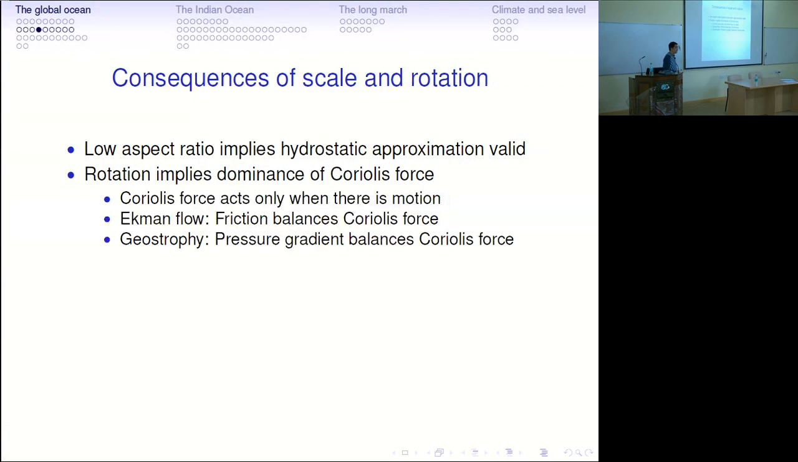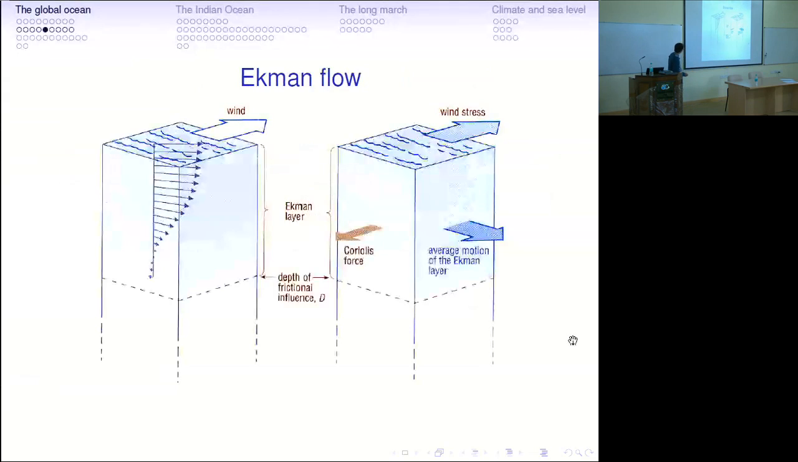So this is basically a scaling of the momentum equations. Depending on what you're actually seeing, the phenomenon you're studying, you scale the momentum equations and you get two kinds of balances that have dominated much of oceanographic literature. What is Ekman flow?